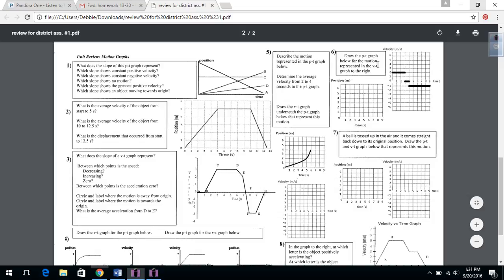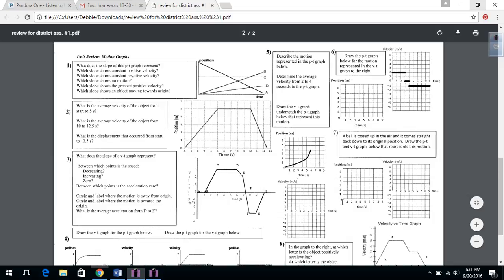Draw the P versus T graph below for the motion represented to the right. So constant speed, no speed, constant negative speed. So you need to show a slope of 2, a slope of 0, and a slope of -1 in this position right here. 7 says a ball is tossed up in the air and it comes straight back to its original position. Draw the P versus T and the V versus T graph below that represents the motion.